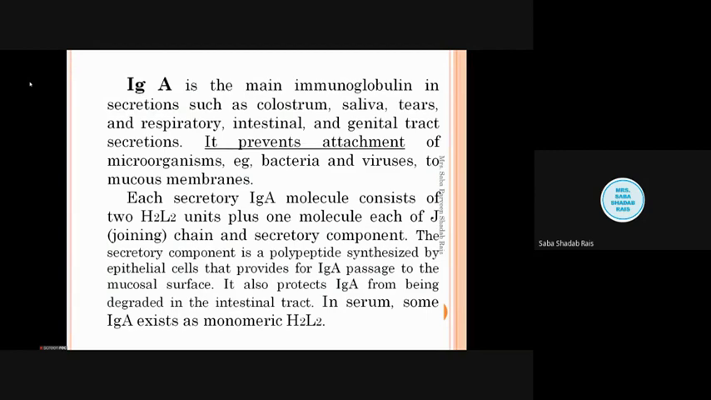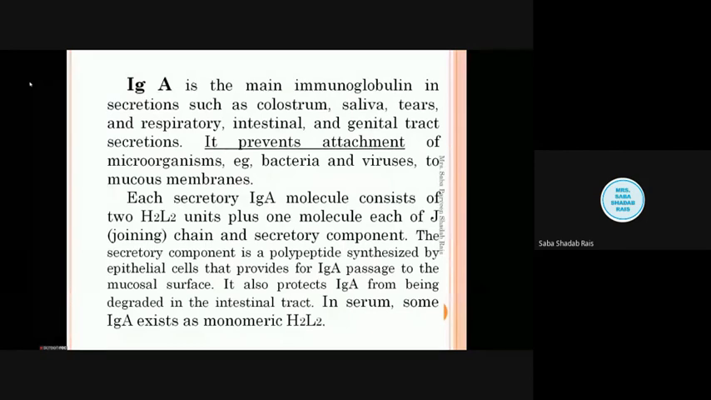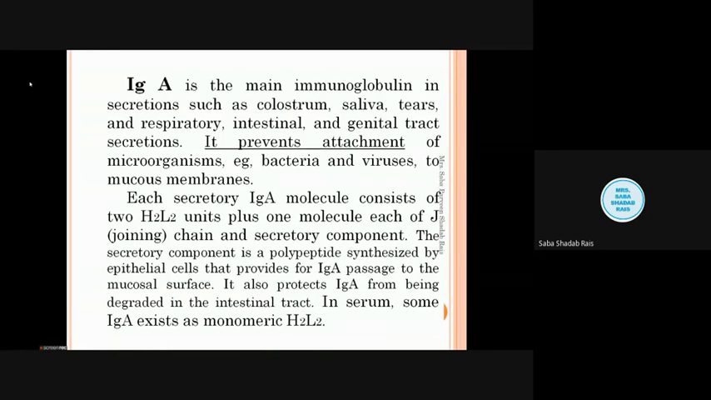When we talk about the secretory IgA molecule, it consists of two heavy and two light chains plus one molecule of J chain. Now what is this J chain? This J chain is responsible, it is the secretory component. When it goes into the secretion, it always goes as a dimer. These two antibody molecules are bound together with the help of this J chain, and the secretory component is a polypeptide synthesized by the epithelial cells of the mucous membrane, which provides for IgA passage to the mucosal surface.